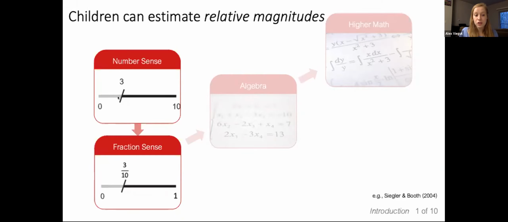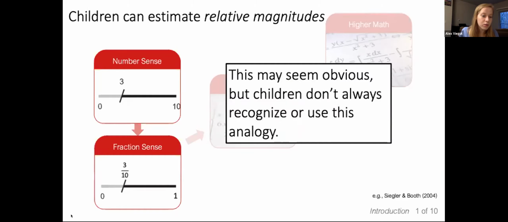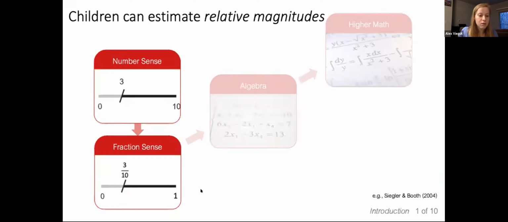So to judge the position of 3 on this number line, and I'm realizing that you can't see my cursor very well, but to judge the position of 3 on this number line, children have to judge 3/10 of the line, right? They have to figure out what proportion is 3 of 10. And the relation between 3 and 10 is the same as the relation between 3/10 and 1. So a child who can judge 3 out of 10 on this number line does have some sense of how big 3 out of 10 as a fraction is.